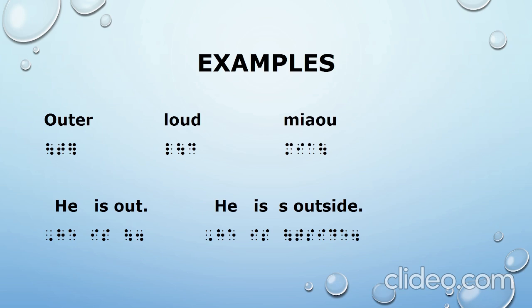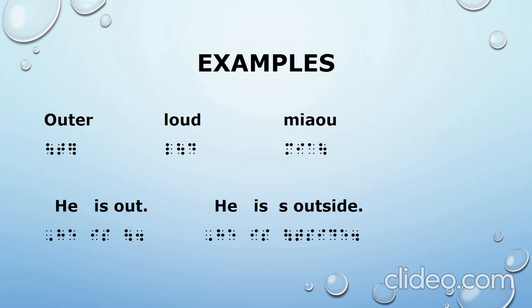Now, let's have OU as a word sign. Again, OU standing alone can be read as the word out. So here we have a sentence. He is out. Period. So we write he is, and then for the word out, we don't have to write O-U-T. We just need to write the contraction for OU. So as a word sign, it represents the word out, then immediately followed by the punctuation period.